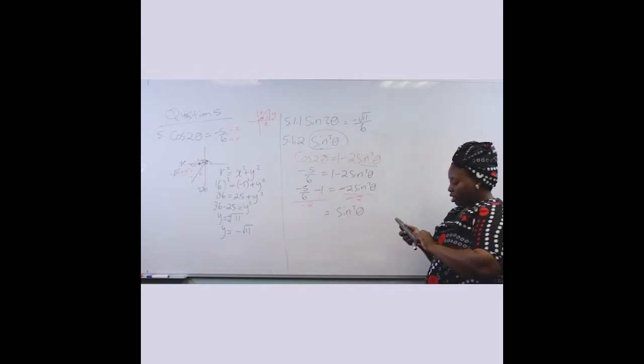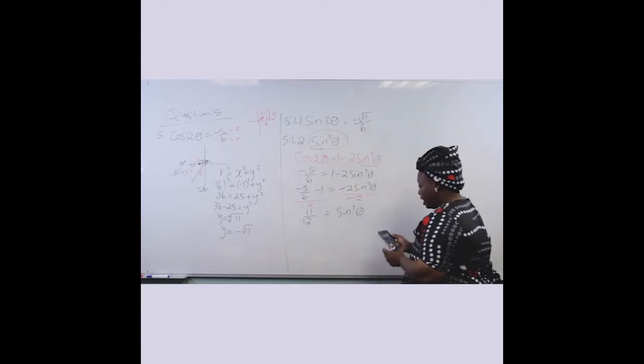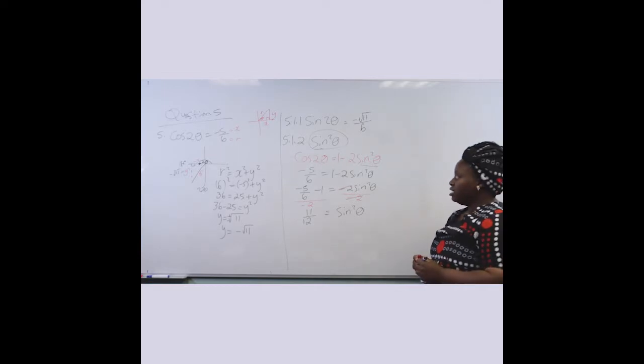So let me quickly do it on the calculator so that we don't waste time. Remember, the calculator is one of the things that saves time. So it's giving me 11 divided by 12. So that means that sine squared theta is equal to 11 divided by 12.